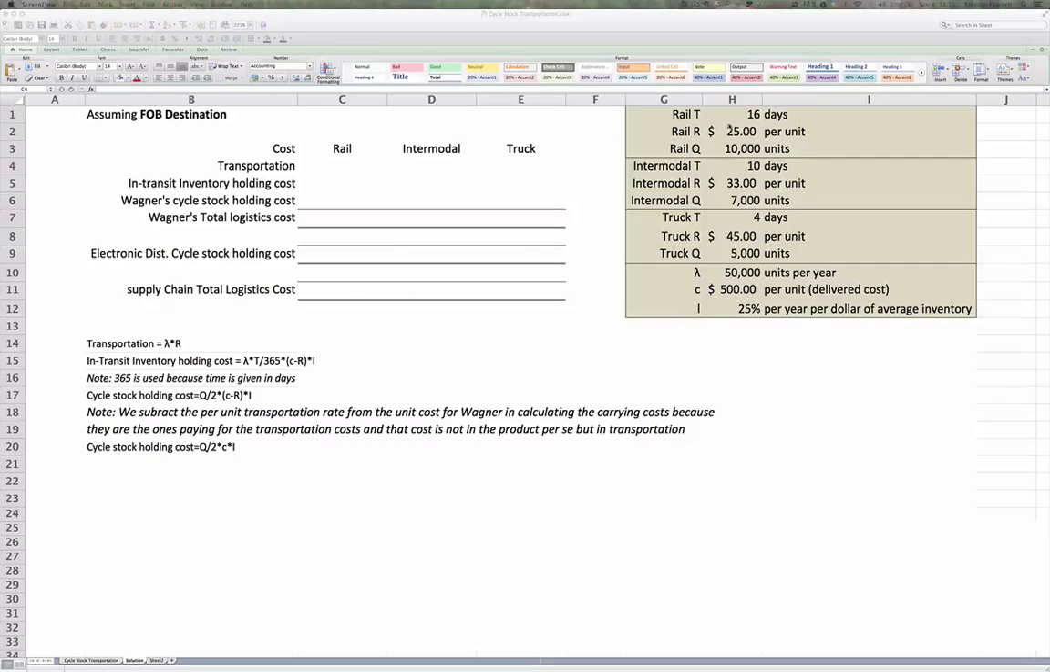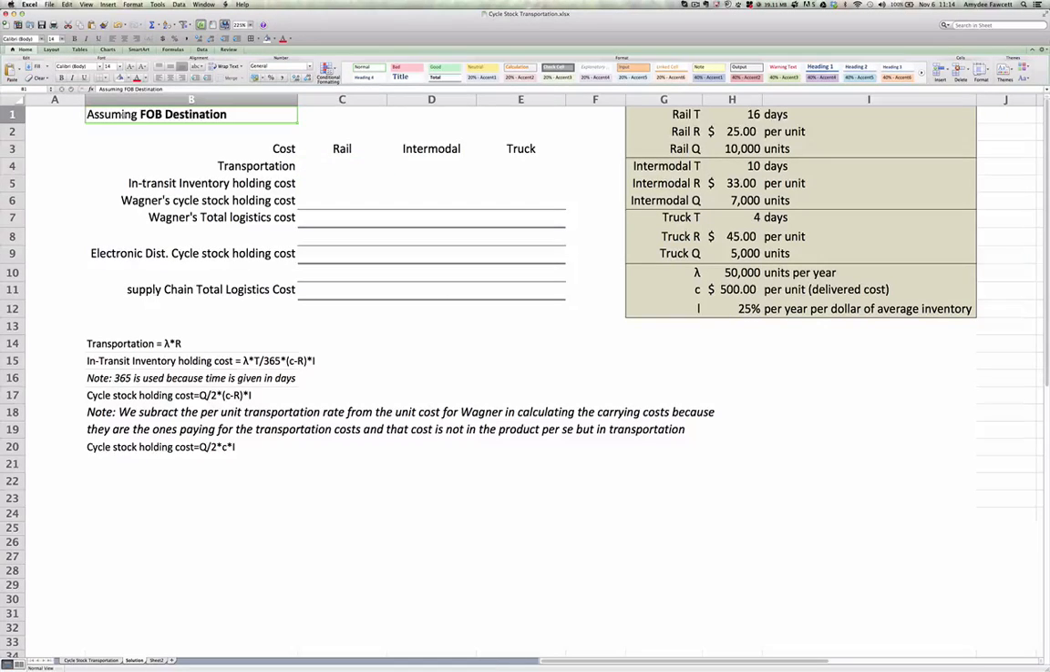Now, one important thing I should mention before I get going here is that we will assume FOB destination. That means free onboard destination. What that means is that Wagner pays for transportation costs, and electronic distributor pays its supplier a unit cost that is inclusive of transportation costs. So that will be relevant as we look at some inventory holding costs on the supplier side.